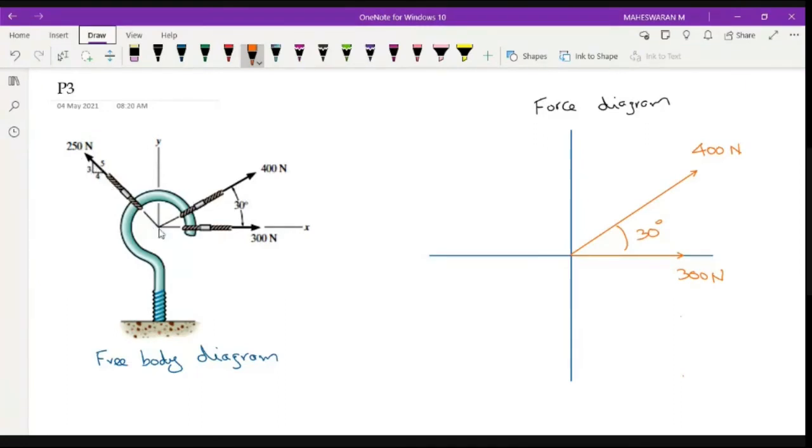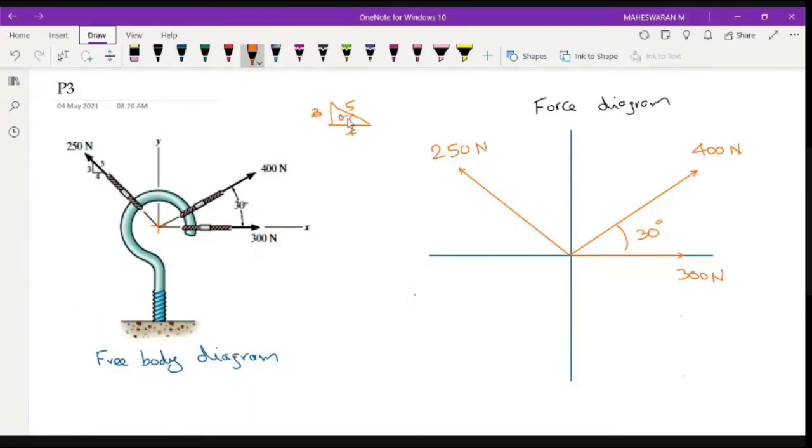Next, you have 250 Newton. When I put a plus here, it is in the second quadrant, right? So we have 250 Newton. Let me draw that one, something like this. Okay, this is my 250, but they have not mentioned the angle. Instead, they have given some slope values in terms of 5, 3, 4. You have a right-angled triangle which has hypotenuse of 5, opposite side of 3, and adjacent side of 4.